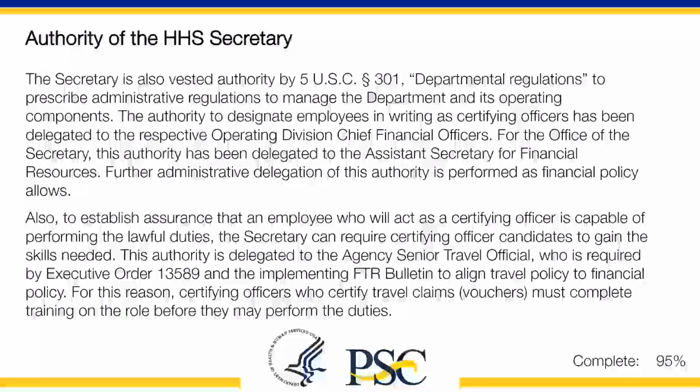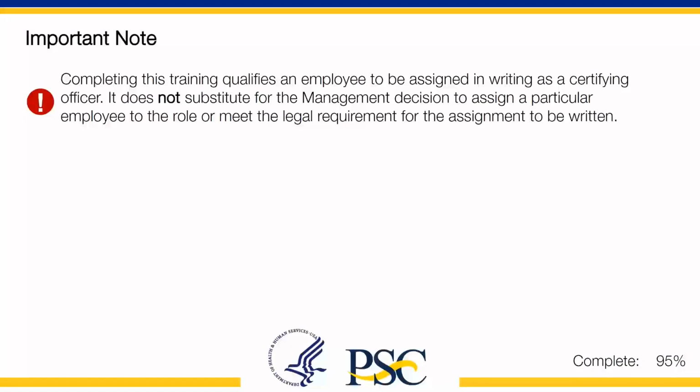This authority is delegated to the agency's senior travel official, who is required by Executive Order 13589 and the implementing FTR Bulletin, to align travel policy to financial policy. For this reason, certifying officers who certify travel claims, vouchers, must complete training on the role before they may perform the duties. Completing this training qualifies an employee to be assigned in writing as a certifying officer. It does not substitute for the management decision to assign a particular employee to the role or meet the legal requirement for the assignment to be written.